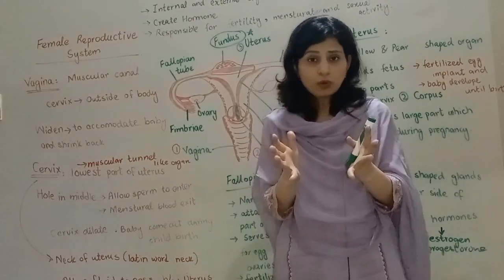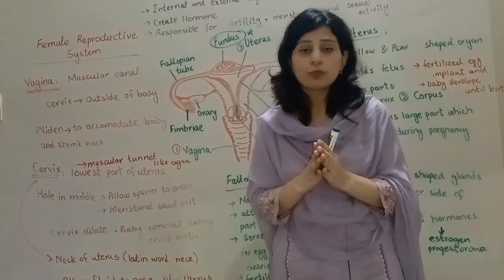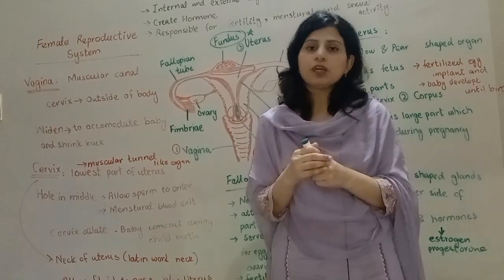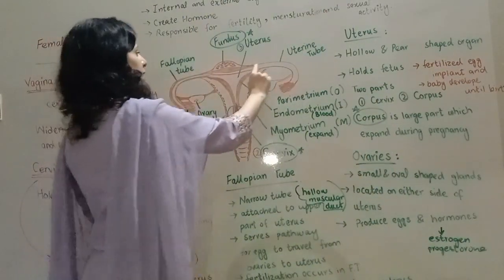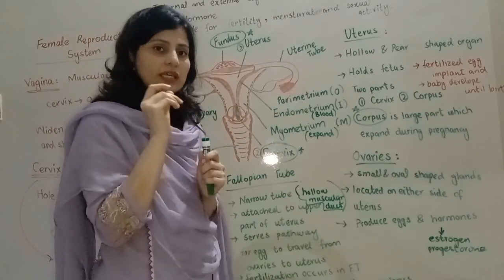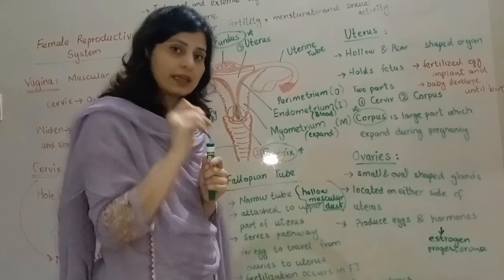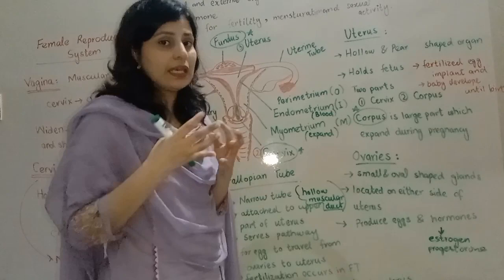Yes, the last part of the female reproductive system is the fallopian tubes. There is a pair of fallopian tubes in the female reproductive system. You can see this is a fallopian tube and this is a fallopian tube. Basically, it is a narrow tube, hollow inside and made up of muscle. That is why it is called a muscular duct.